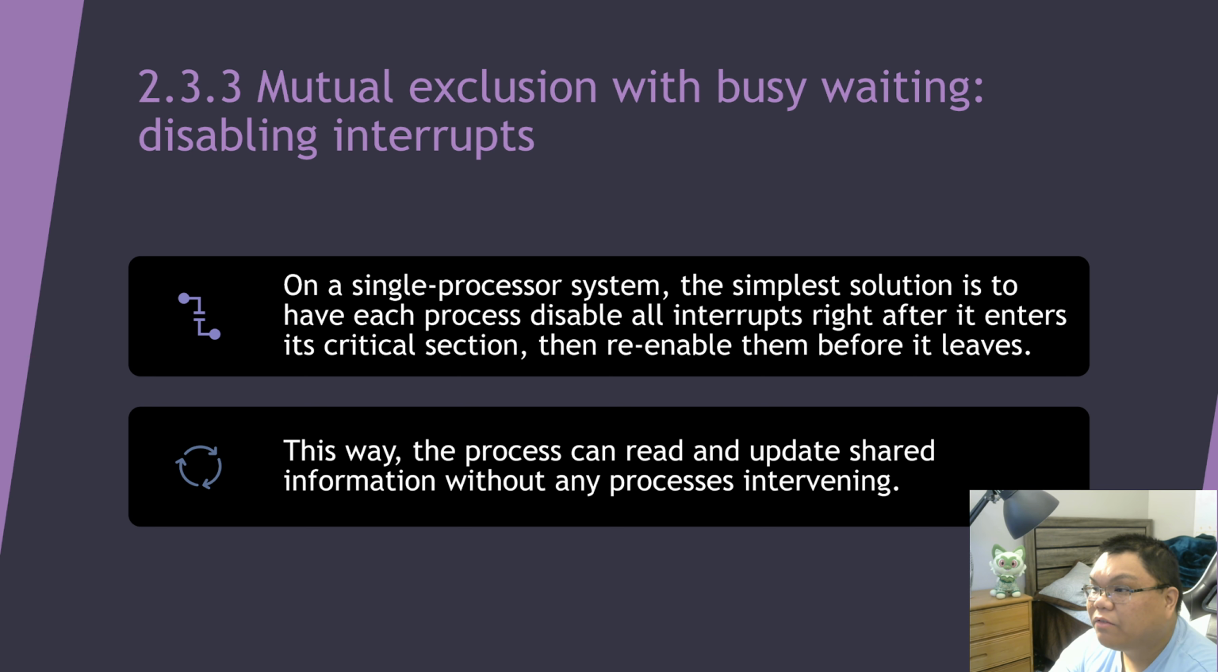Mutual exclusion with something called busy waiting. So, how do we enforce mutual exclusion? Well, on a single processor system, the simple solution is to have each process disable all interrupts right after it enters the critical section and then re-enable them right after it leaves. This way, processes can read and update shared information without any other processes intervening or interfering.